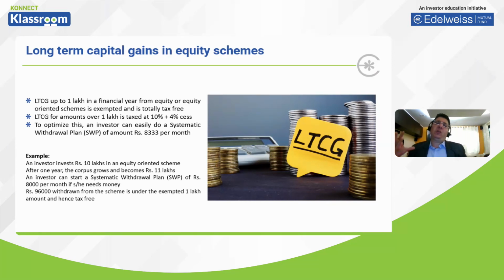So doing a systematic withdrawal plan for anyone wanting regular income is a very, very smart way through which you can reduce your tax liability, as well as have tax-free income coming to you on a month-on-month basis up to the tune of about 8,000 rupees. So that's the second way through which we could use the mutual fund investment option for garnering income, at the same time saving on or reducing my tax paying liability and burden.